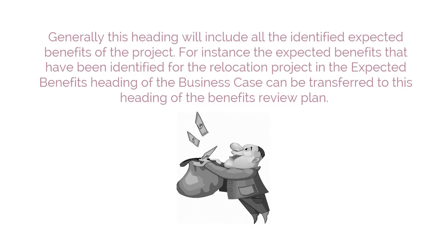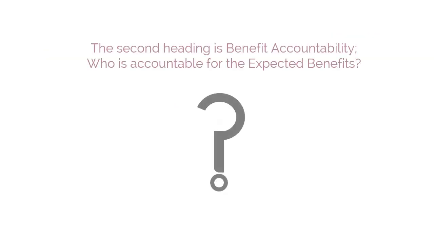Let's look at that first heading, Scope of Benefits Review Plan. What will this heading include? Generally, this heading will include all the identified expected benefits of the project. For instance, the expected benefits that have been identified for the relocation project in the Expected Benefits heading of the business case can be transferred to this heading of the Benefits Review Plan.